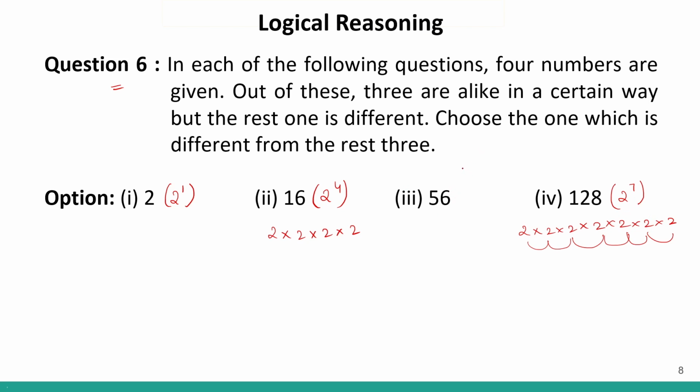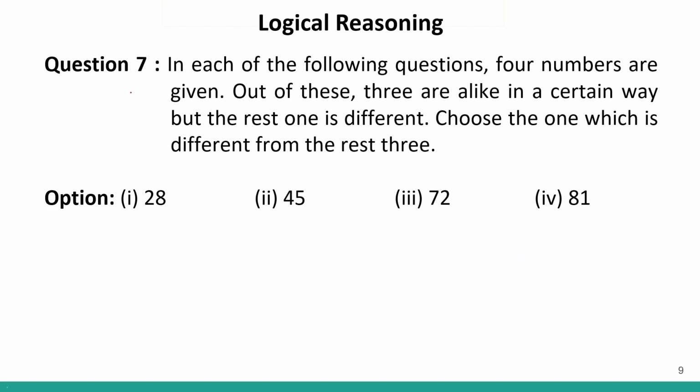But 56, if I look at 2 raised to the power 5, okay, 2 raised to the power 5 will be how much? 1, 2, 3, 4, 5 up till here. 2 into 2, 4, 4 2s are 8, 8 2s are 16, 16 2s are 32. So this is 32. And 2 raised to the power 6 will be how much? 64. So this lies somewhere in between. So this is not an exact power of 2. Every other number, 2, 16 and 128, is a power of 2. This is in the form 2 raised to the power x. But only option 3 is such a number which is not in the form of 2 raised to the power x. Therefore, option 3 is the odd one out. Clear?